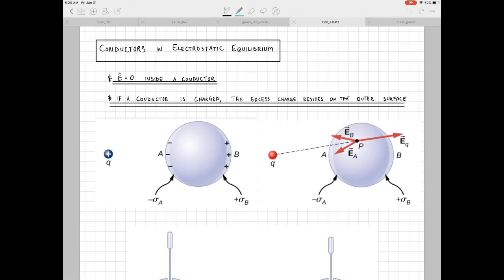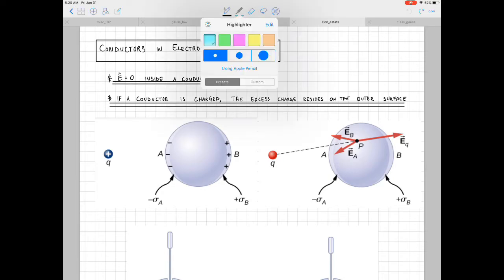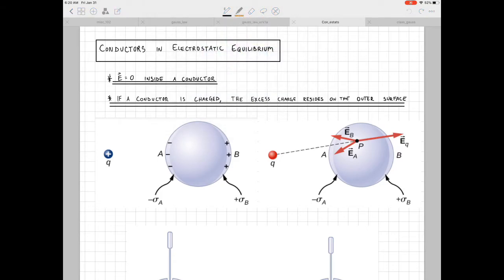All right, so the last topic in Chapter 6 is to focus on some general properties of conductors in electrostatics. So first, let me highlight two facts about conductors. First off, in electrostatics, the electric field is always zero inside a conductor. And the second thing, if a conductor is charged, the excess charge resides on the outer surface.